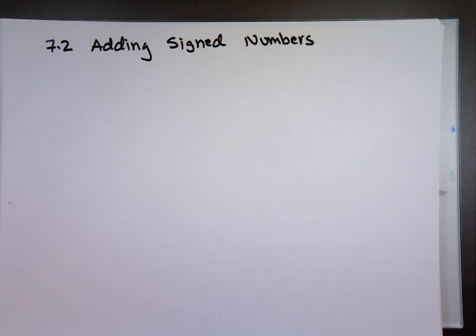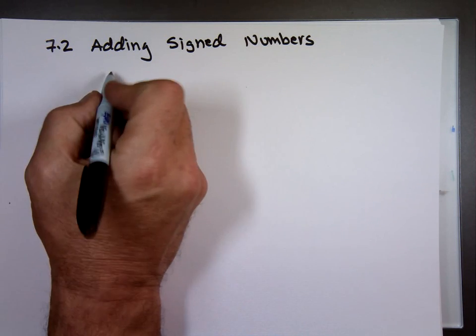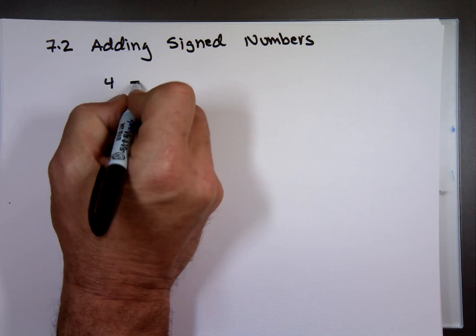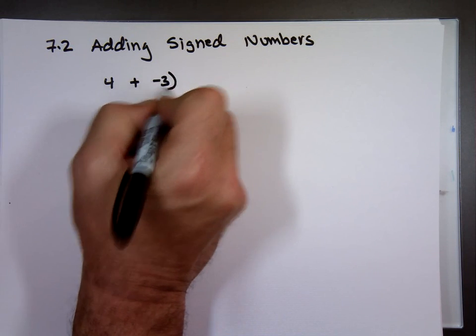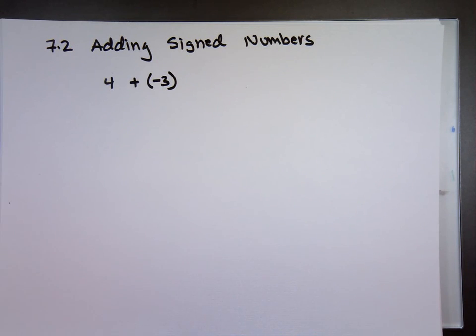We need to come up with some rules for how to add signed numbers. For example, if I gave you 4 plus a negative 3, and I say, what's the answer? By the way, I have a habit, just me: I put all the negative numbers in parentheses. Doesn't matter if you put them or not, but that's just my habit.